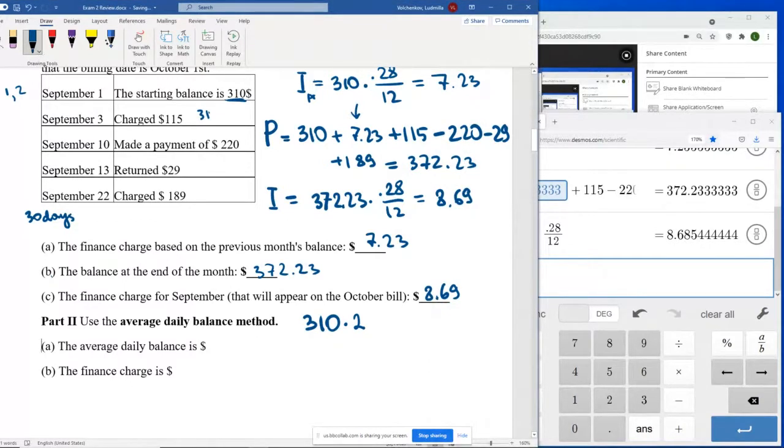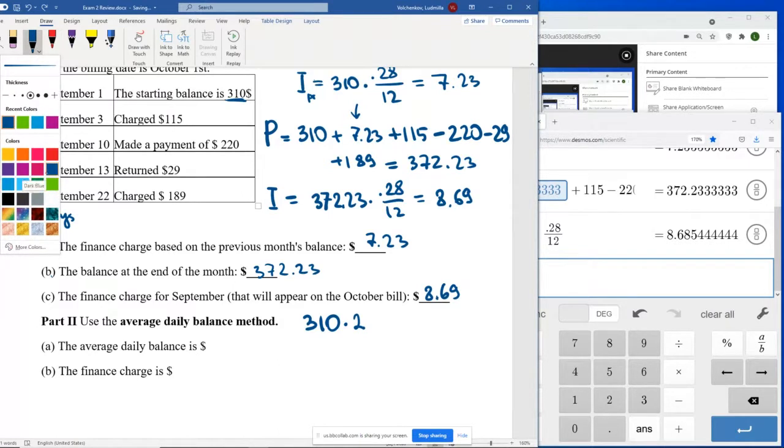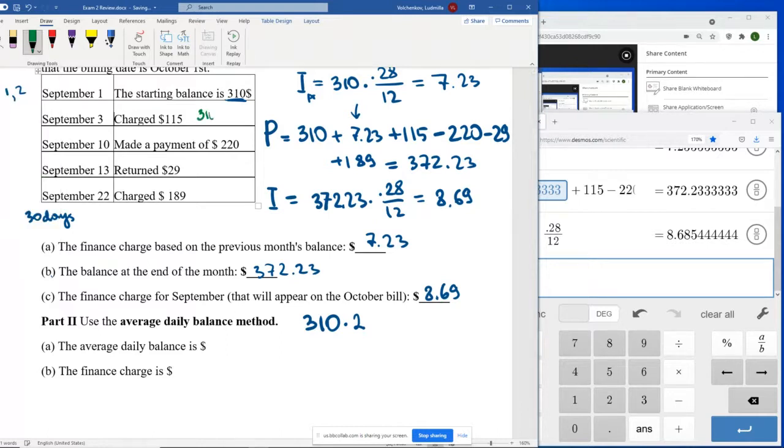I'm doing the second method. Let me change the color. So the balance was 310 plus 115, so 425. The second balance, 425, was for 10 minus 3, 7 days, times 7. The next balance, 425 minus 220, is 205. 205 was for 13 minus 10, 3 days.